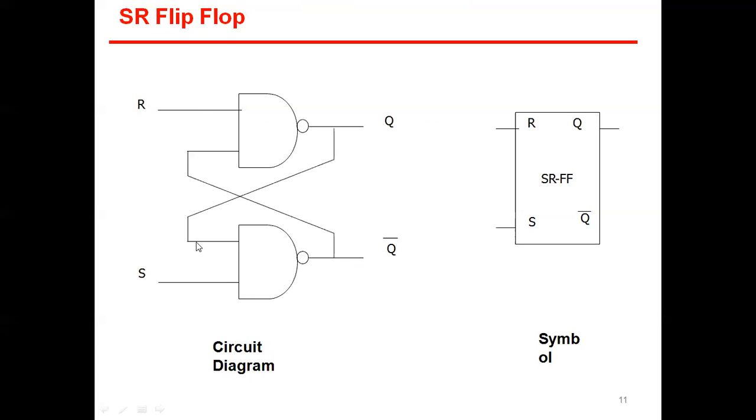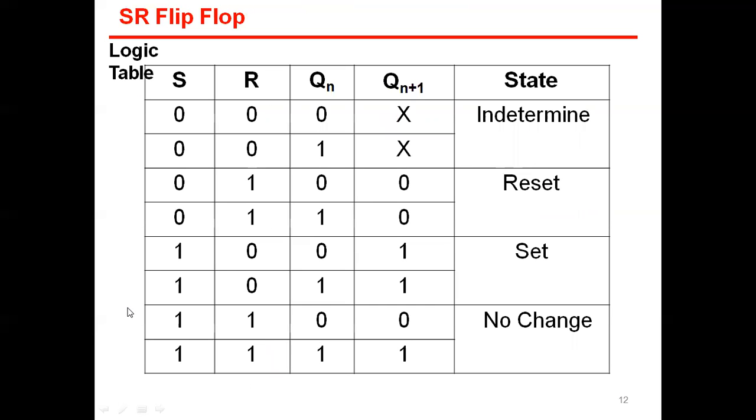It is a symbol, it is a circuit diagram. Now next, the truth table of the SR flip flop, in which we have 4 columns: S, R, Qn, and Qn plus 1.